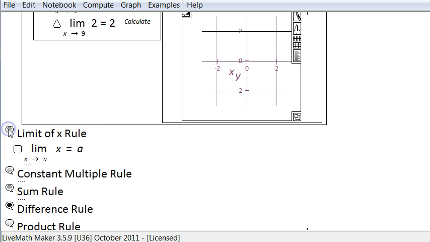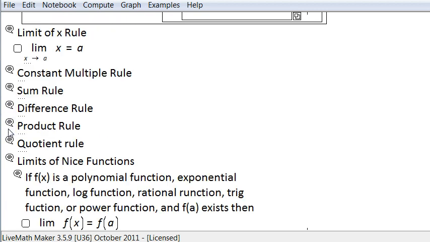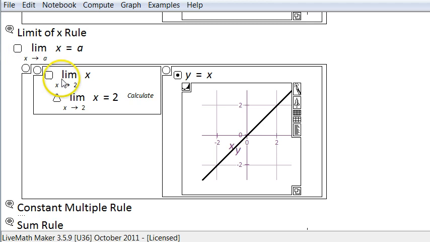Limit of x rule, all right? What's the limit as x goes to a of x? That is, as x is getting close to a, what is x getting close to? Well, I'd say a. And sure enough, take a look at the graph here. Here's an example. The limit of x as x goes to 2 is 2, right?